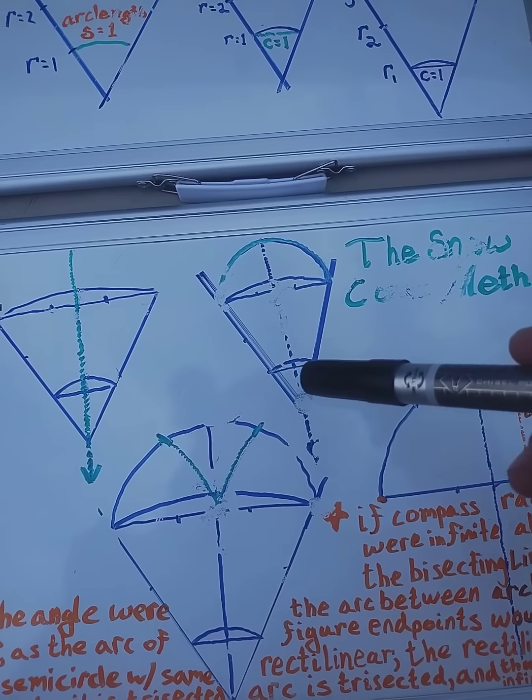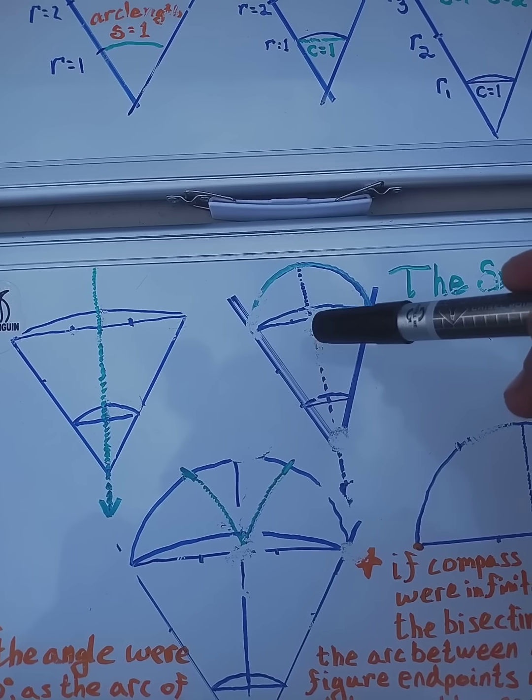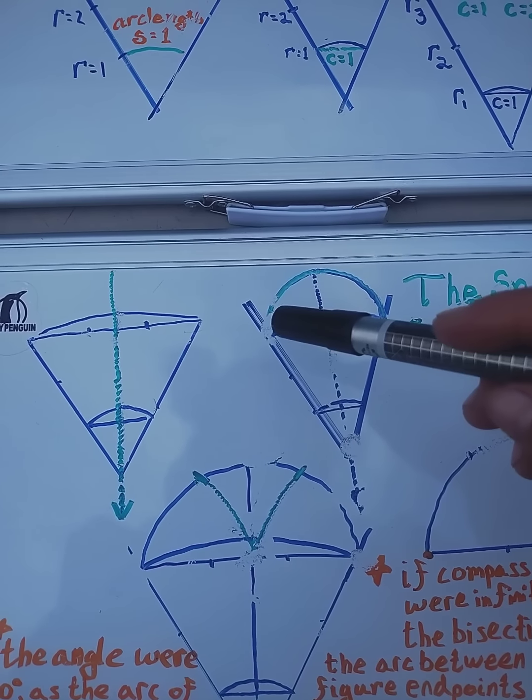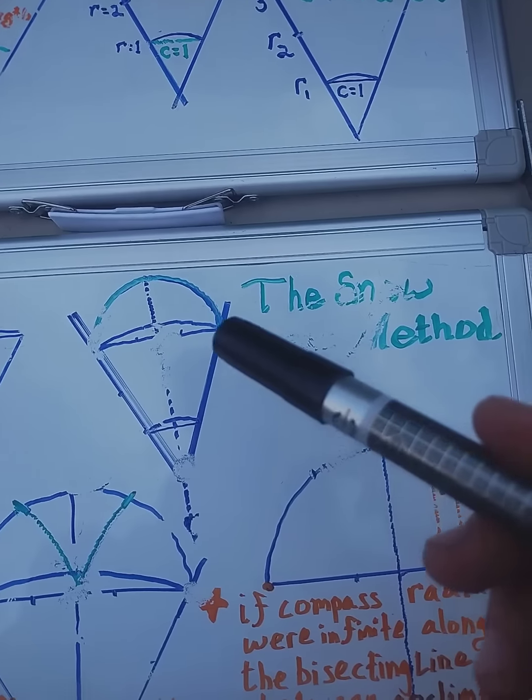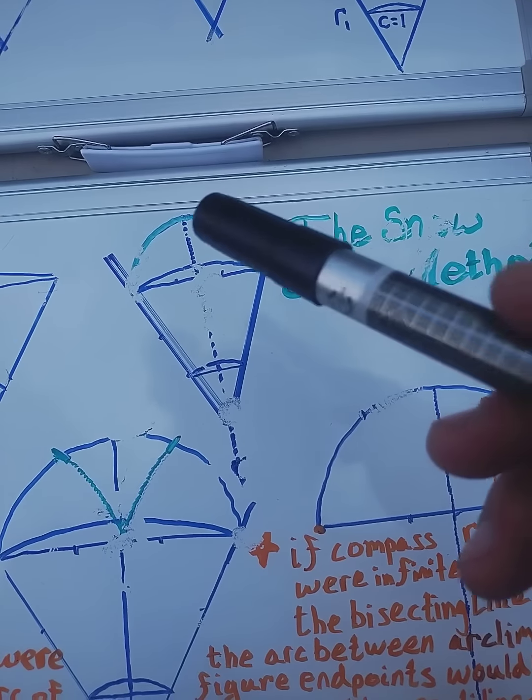Well, let's look the other way. What if my compass point comes up this bisecting line and instead is here? Still the same endpoints. This is the curvilinear arc limit. And now you can call it the snow cone method. It's like I drew a snow cone.